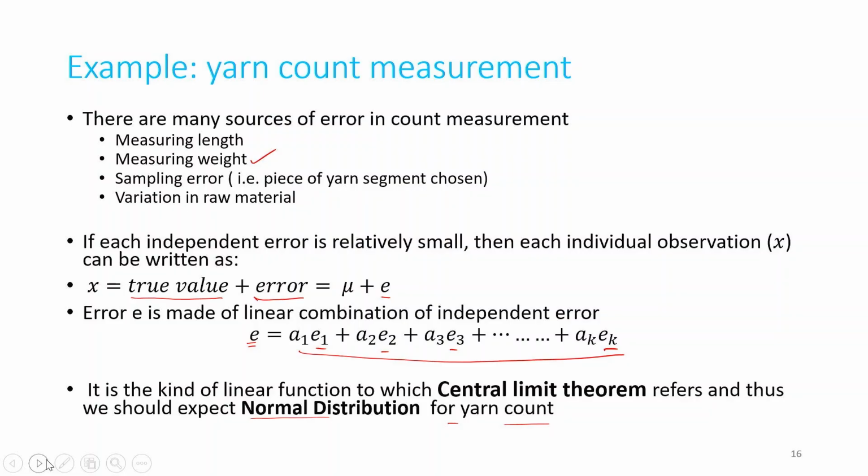Finally, when we find out the count, there is a true value and the error is there. The error is normally distributed, and there are so many individual errors coming and getting added together, and E becomes the total error in one particular measurement. Therefore, the value X in this case is going to follow a normal distribution. That is what the theorem says.